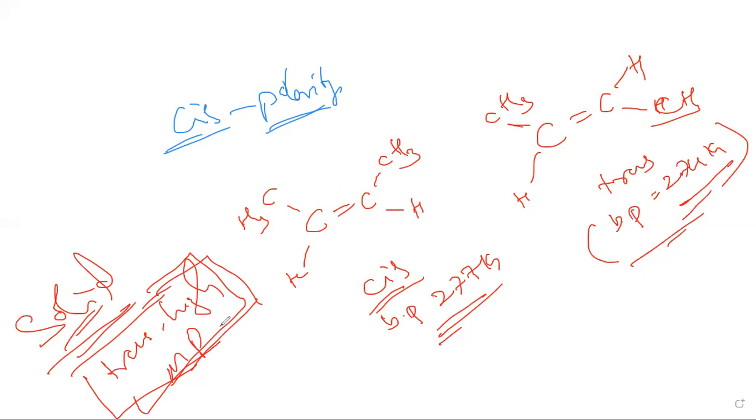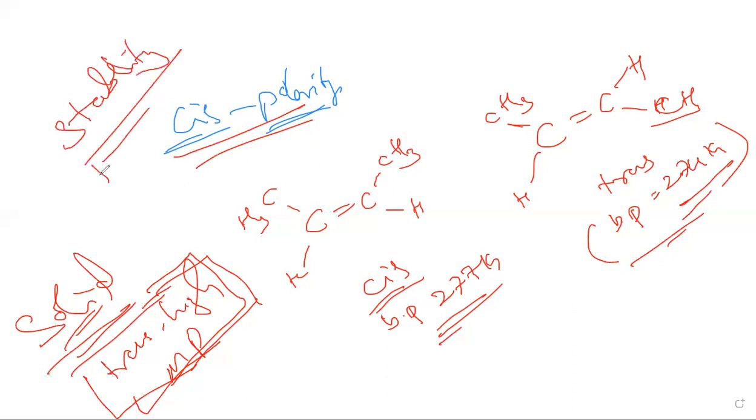Next, the cis isomer has a higher refractive index than the trans isomer, and the stability of the trans isomer is more than cis. Overall, the stability of the trans isomer is always greater than the cis isomer. This you need to remember.